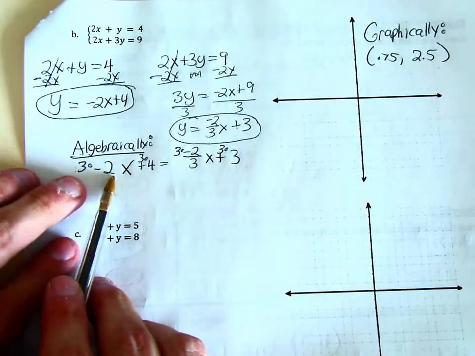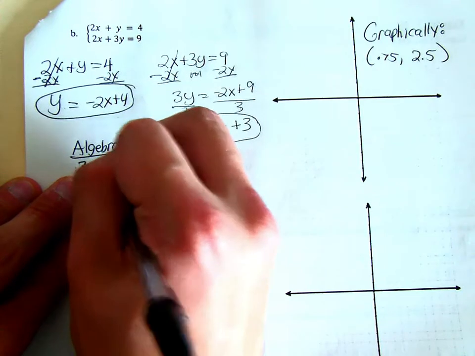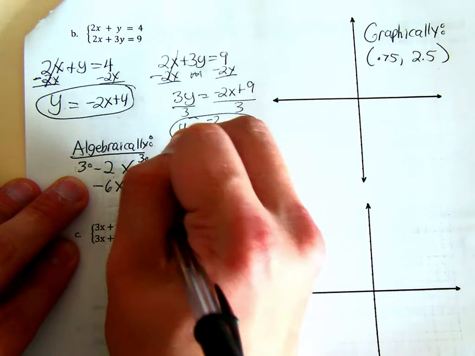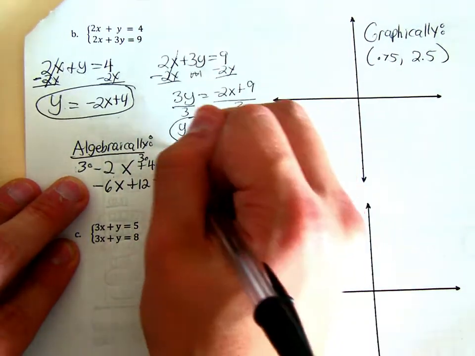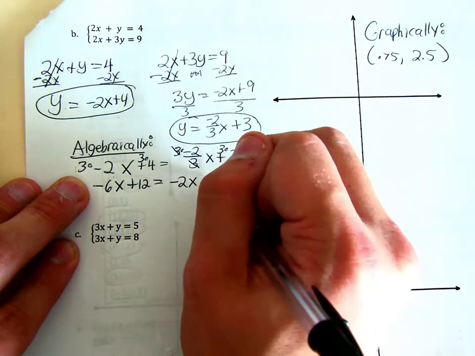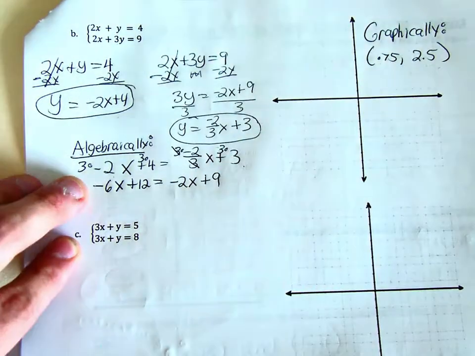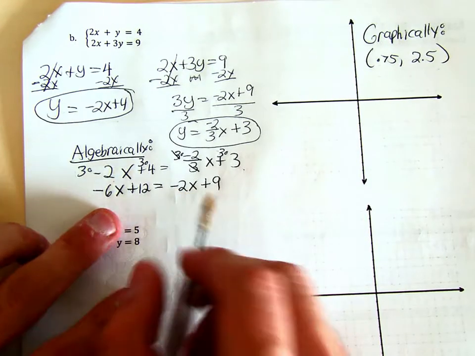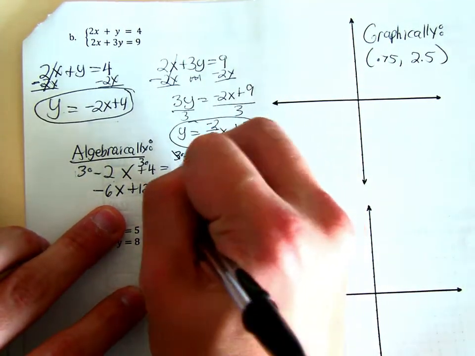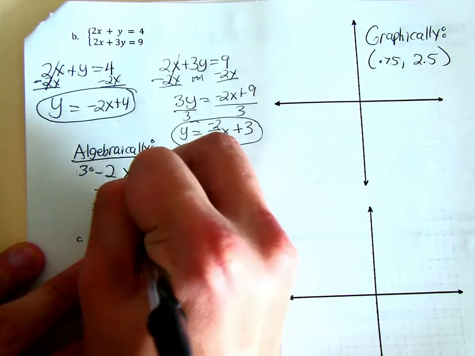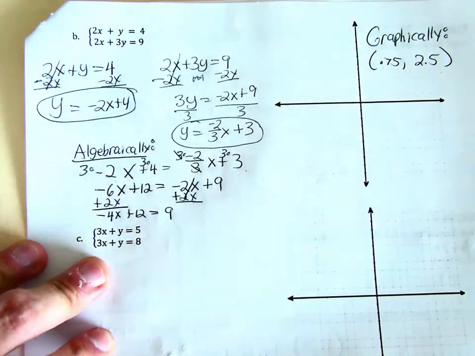So here I have 3 times negative 2x is going to be a negative 6x. 3 times 4 is going to be 12, so it'll be plus 12 is equal to, this 3 will cancel with this 3. I'll just get again negative 2x. 3 times 3 is just going to be 9. So now what I want to do is I want to solve this for x. So I have x's on both sides. I'm going to add 2x, add 2x. So I get negative 4x plus 12 is equal to positive 9.